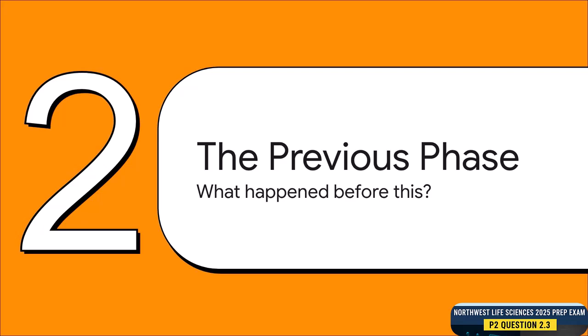All right, see how these questions build on each other? The next one, 2.3.3, asks what happened before this picture was taken. So we got to hop in our time machine and rewind a little bit. We need to figure out what went down in prophase 1 to get us to this exact point.